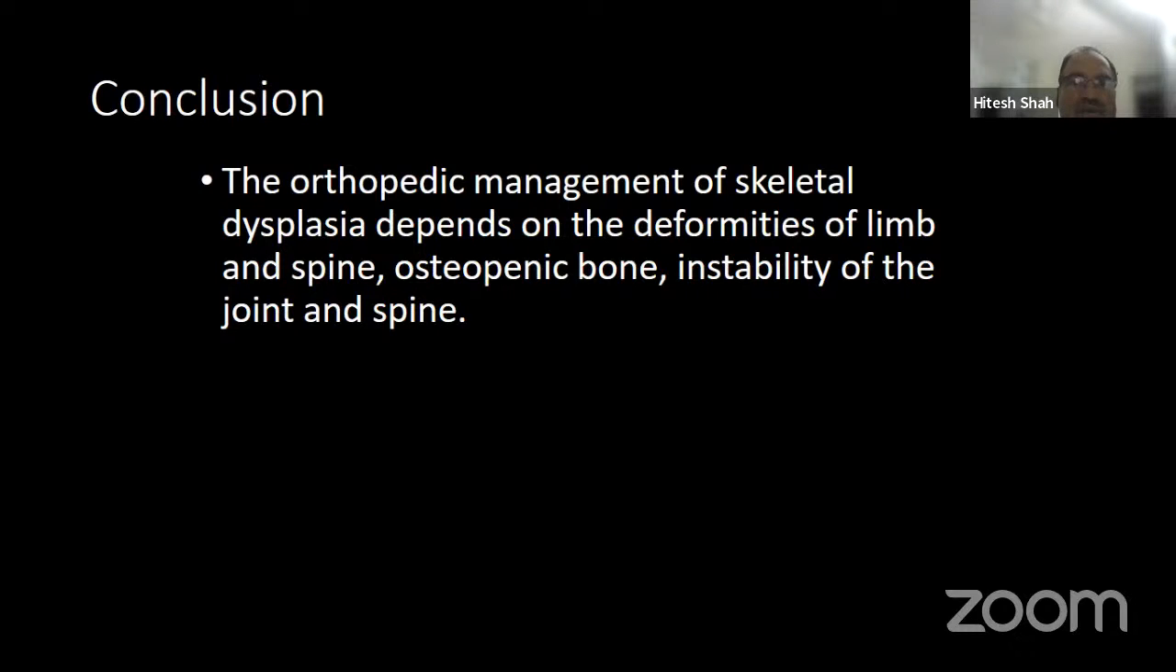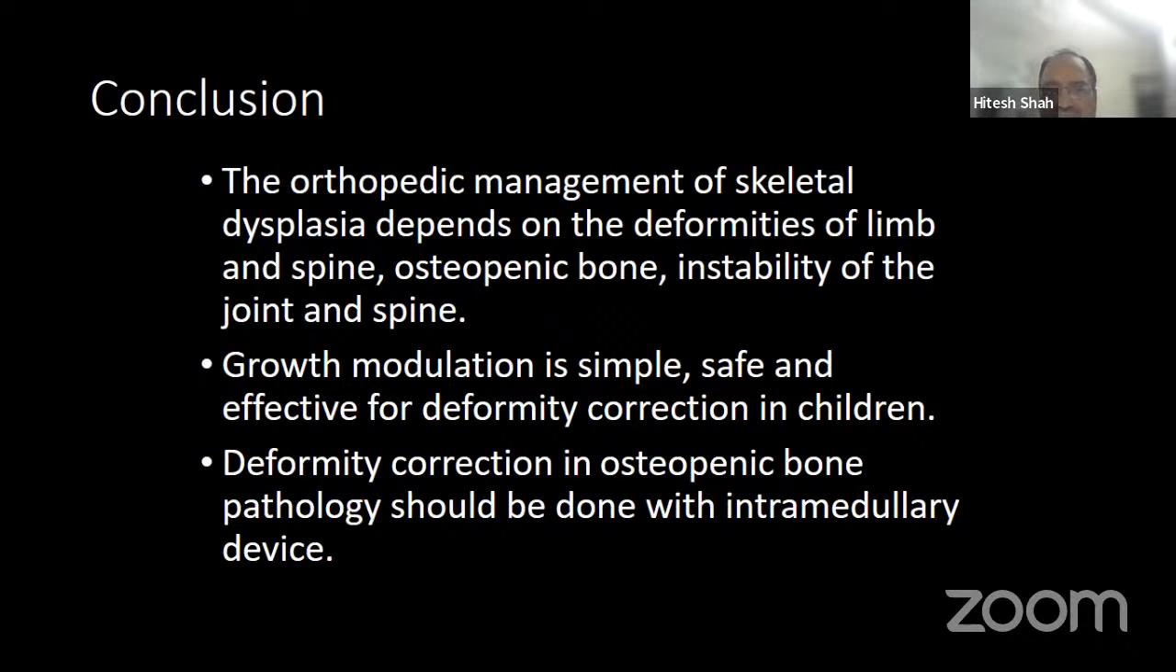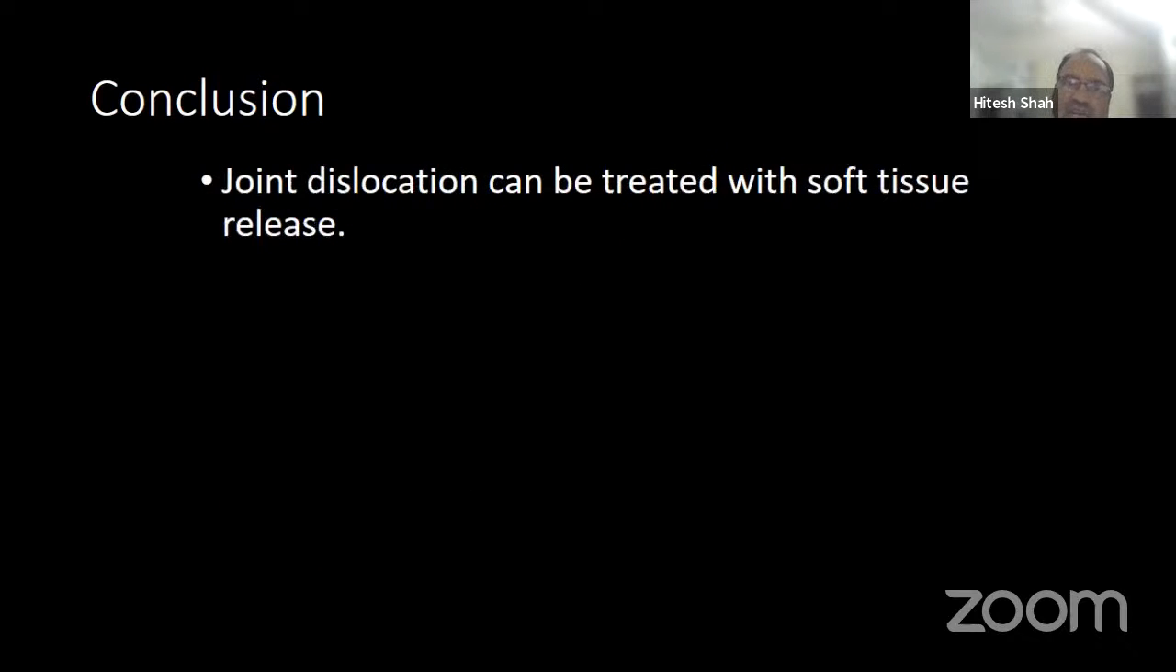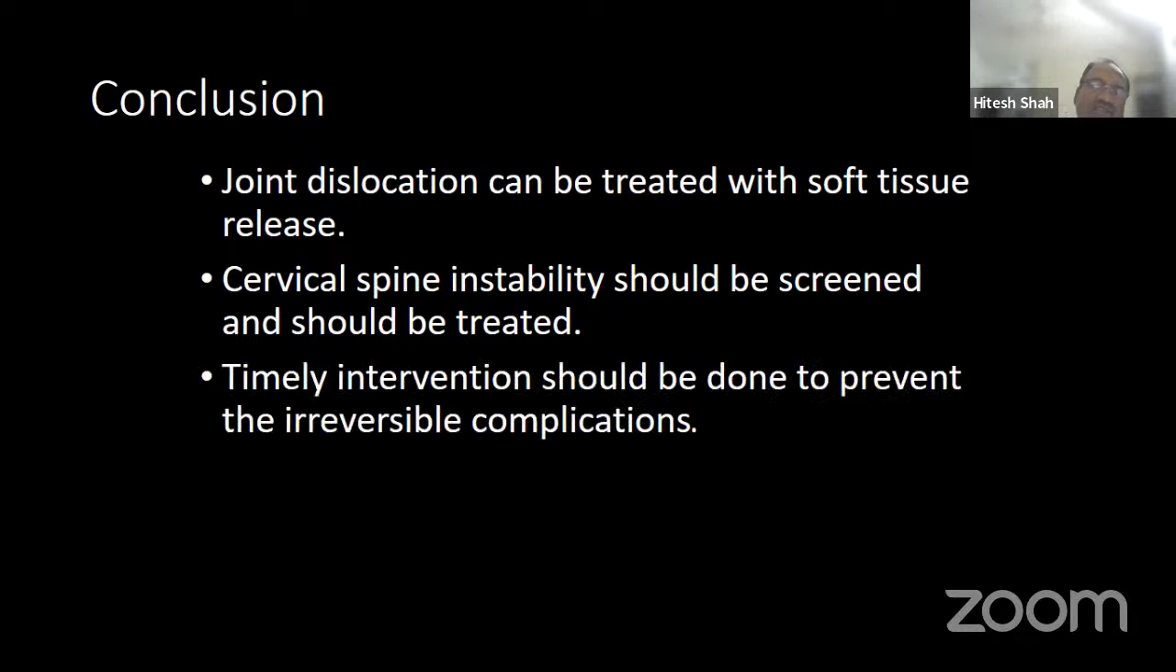So I will conclude: the orthopedic management of skeletal dysplasia depends on the deformity of the limb and spine, osteoporotic, osteopenic or osteosclerotic bone, and instability of the spine and joints. Growth modulation is quite simple, safe, and effective for deformity correction in children in the growing age. For deformity correction in osteopenic bone, we can always think about intramedullary nailing. Joint dislocation can be dealt with soft tissue release, and cervical spine instability should always be screened before skeletal dysplasia surgery. We need serial follow-up and timely intervention to prevent irreversible complications.